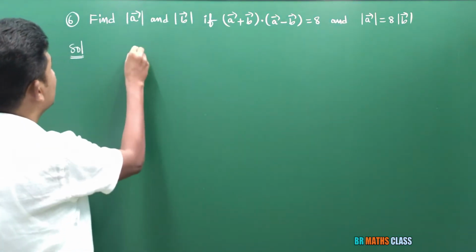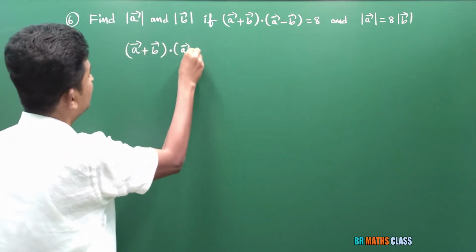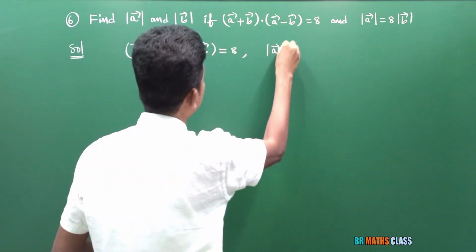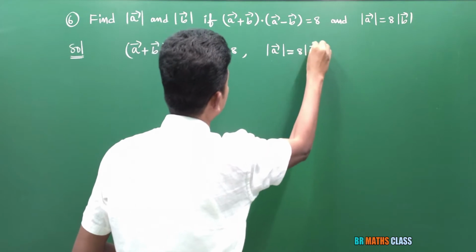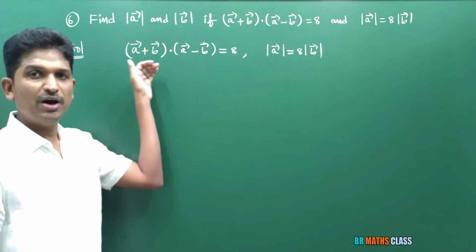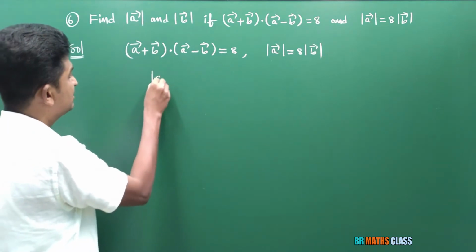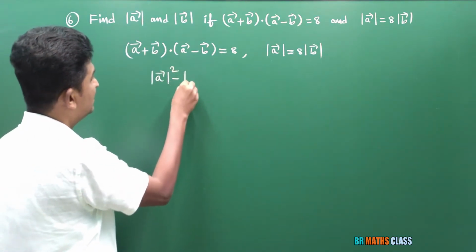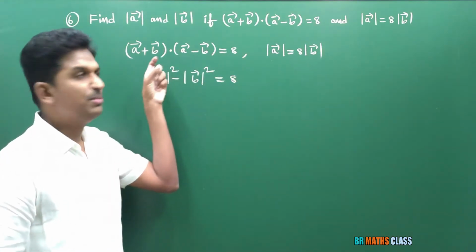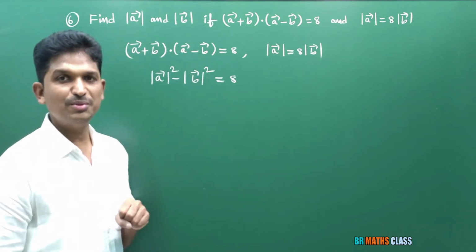I'll write the given data. What they given? They given that A bar plus B bar dot A bar minus B bar, this is 8. Okay, and they also given this magnitude of A bar can be written as 8 times of magnitude of B bar. You learn 15 formulas. Right? In that 15 formulas, this formula is there. A bar plus B bar dot A bar minus B bar. What is the formula? The formula is magnitude of A bar whole square minus magnitude of B bar whole square equal to 8. A bar plus B bar dot A bar minus B bar can be written as magnitude of A bar square minus magnitude of B bar square.